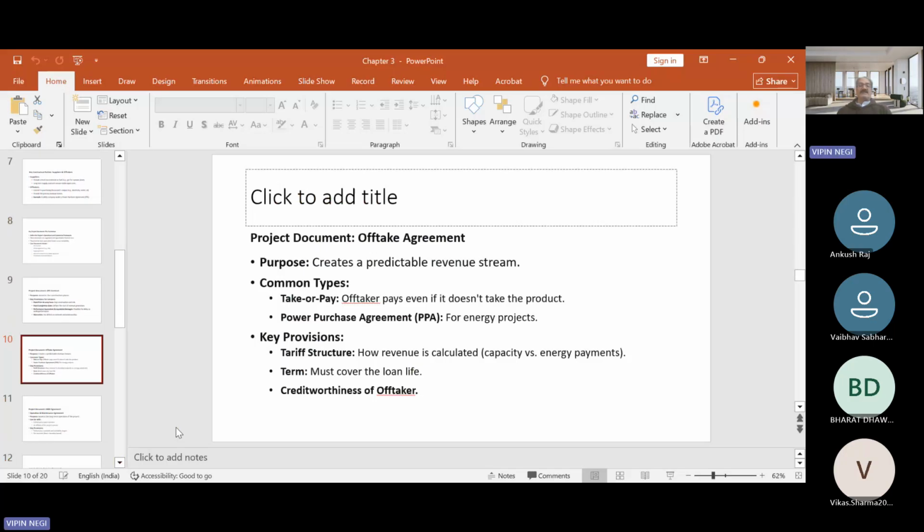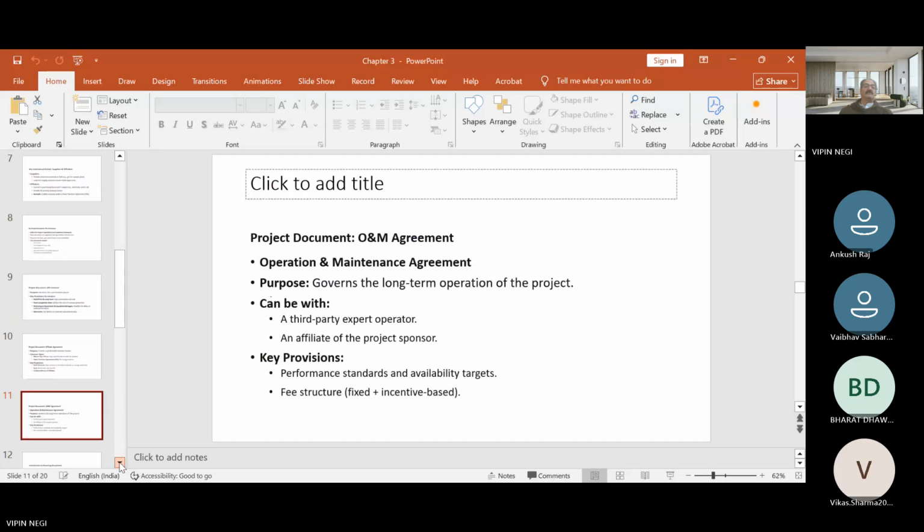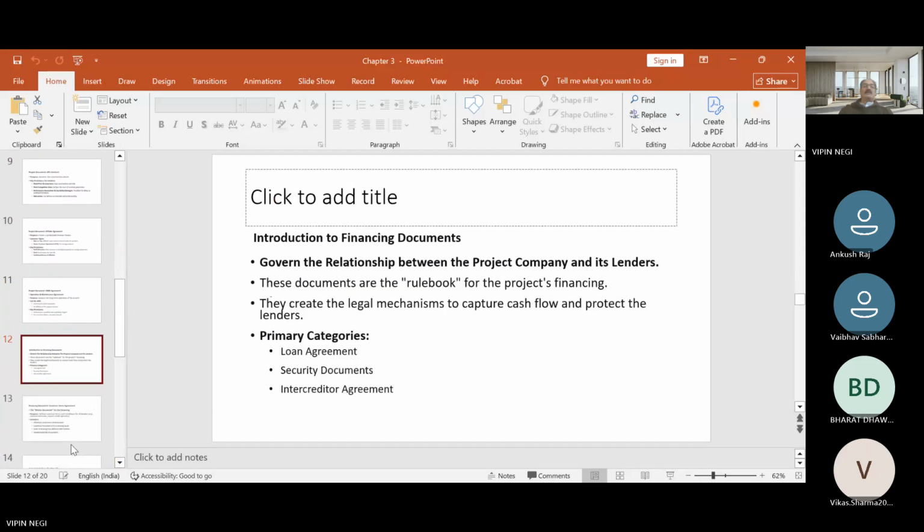So I have discussed briefly the power purchase agreements in the power sector. Now let's talk about the financing documents. Financing documents govern the relationship between the project company and its lenders. These documents are a kind of rule book for the whole project's financing, and they create the legal mechanism to capture cash flows and protect the lenders.